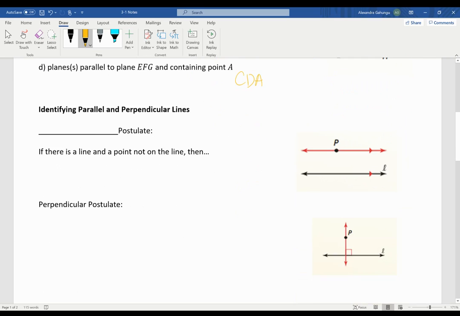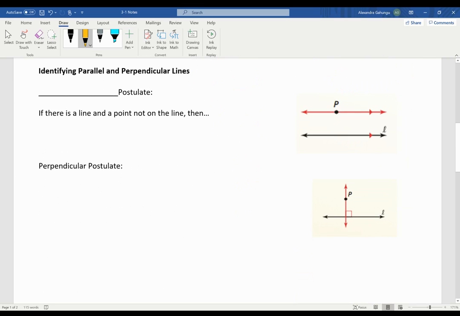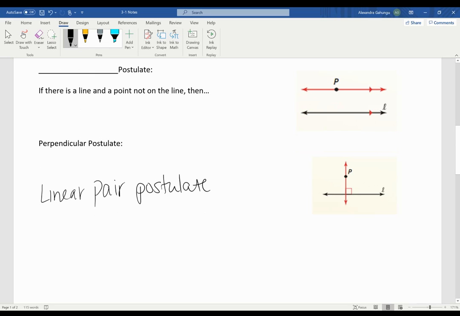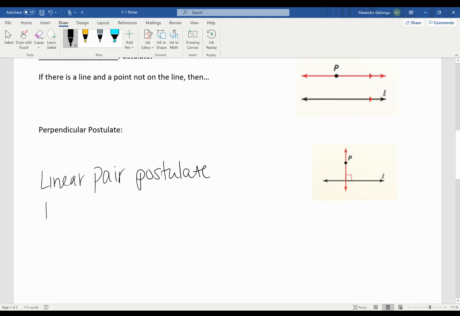Last part of this front page, we're going to skip these for the moment. We're going to talk about our linear pair postulate because that's going to come in handy before these do. So our linear pair postulate is that if 2 angles form a linear pair, then the angles are supplementary.